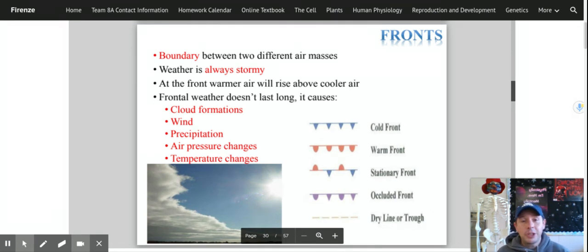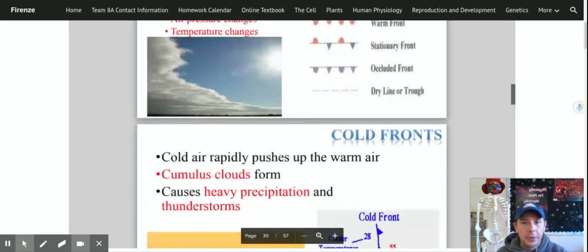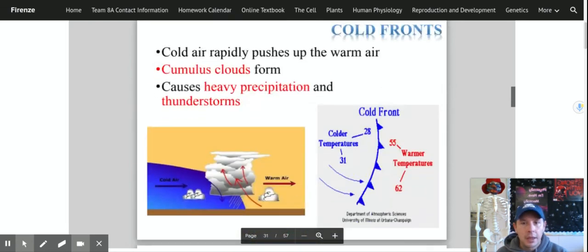So fronts bring in a little bit of stormy weather as we're transitioning from one type of air mass to another. So let's take a closer look at that transition now. All right, here we go, cold fronts. As I said, here's a cold front symbol.